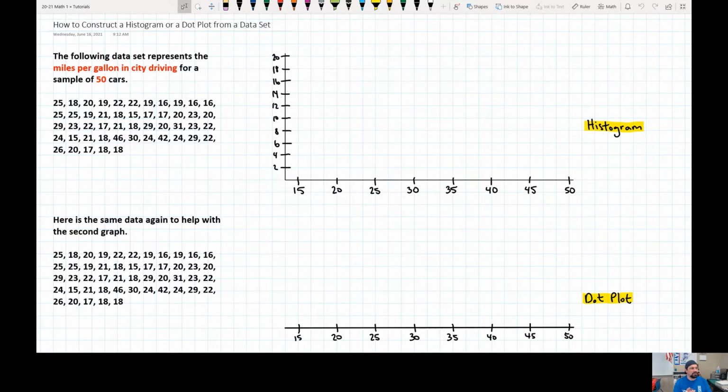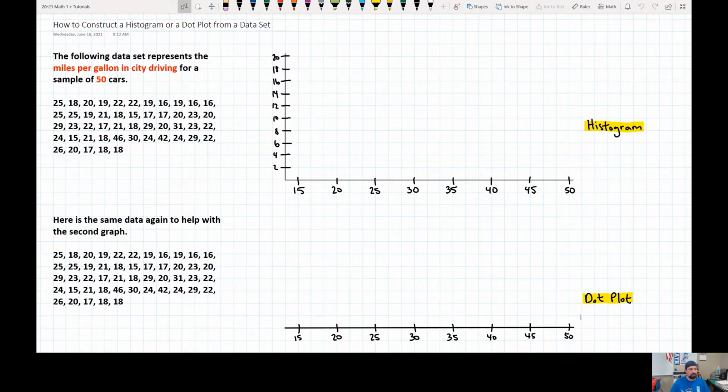Today we're going to be looking at how to construct a histogram or a dot plot from a given data set. This is a basic thing that we have to do in statistics so we can look at our data and then say things about it: what the distribution looks like, where our values are concentrated, what the range of the values is. It's a nice visual representation.